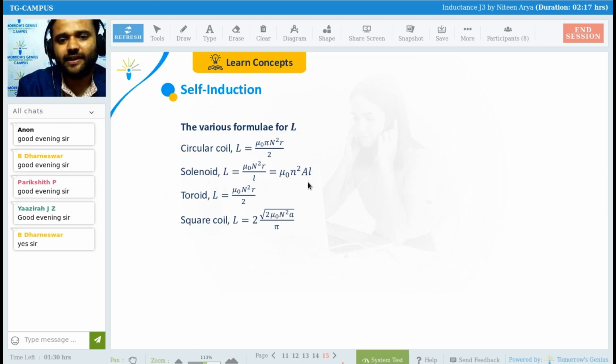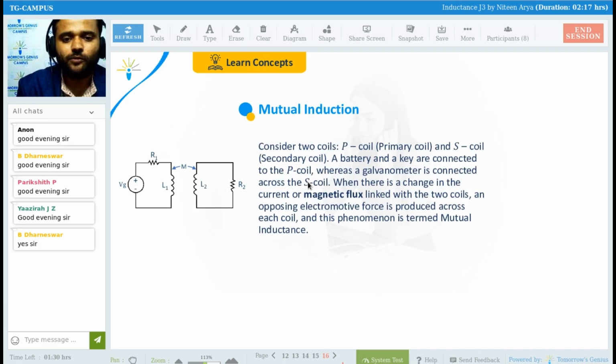Now, self-inductance, the various formulas for self-inductance. There is no need to describe that. But the important ones: like circular coil, L equals this. Solenoid we described, even toroid we have. Square coil, this. And then there is mutual inductance.